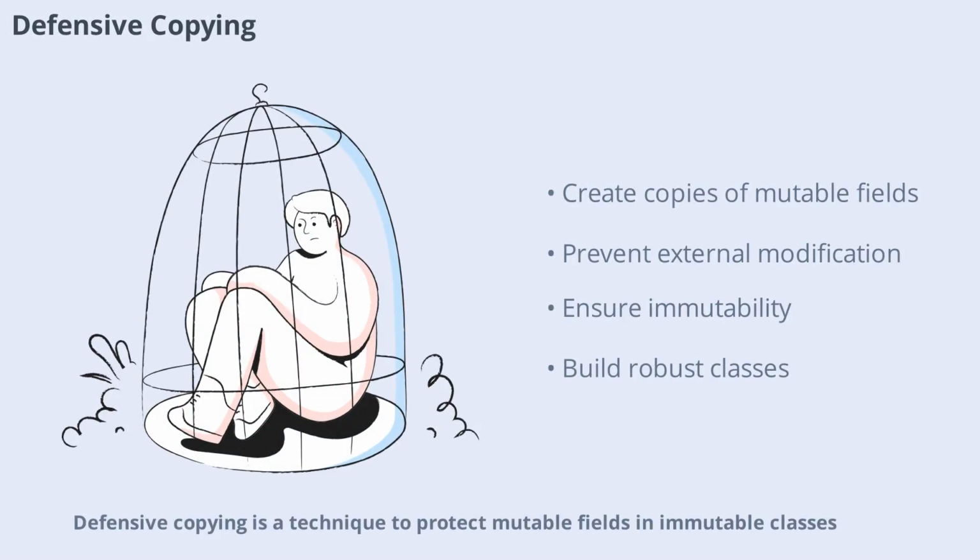Defensive copying is a technique to protect mutable fields in immutable classes. When passing lists or other mutable objects, create a copy in the constructor. This prevents external modification and ensures the object's state remains unchanged. Defensive copying is a best practice for building robust, immutable classes.